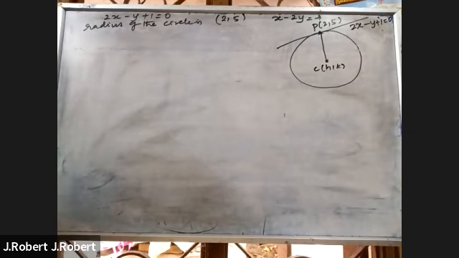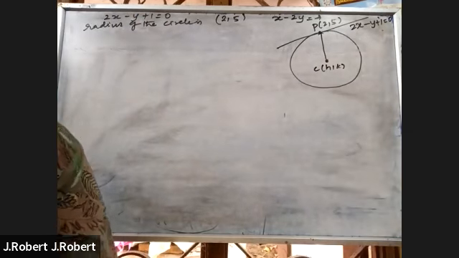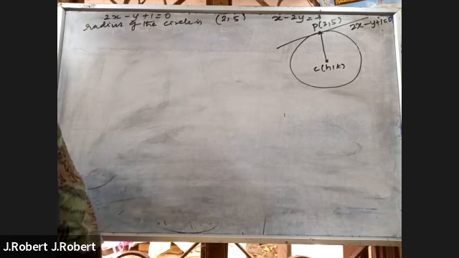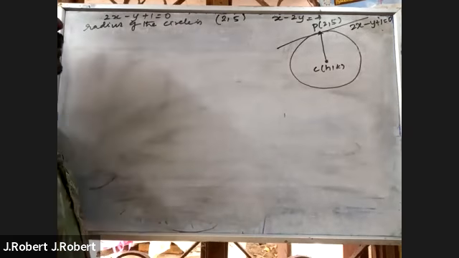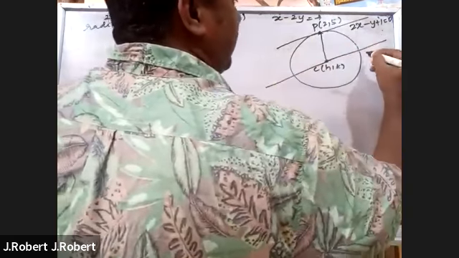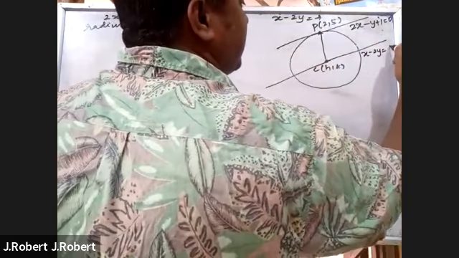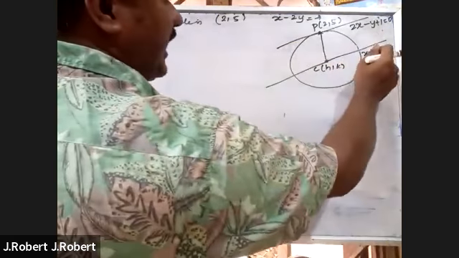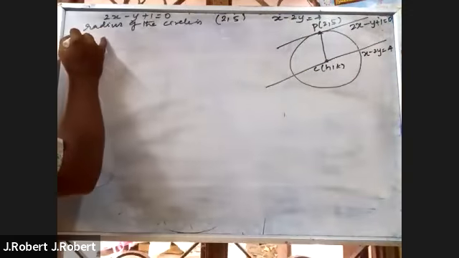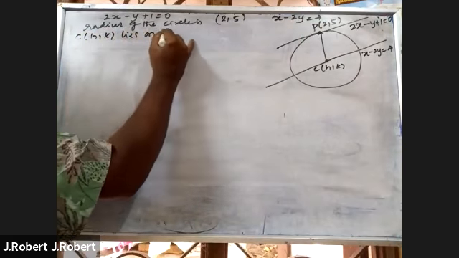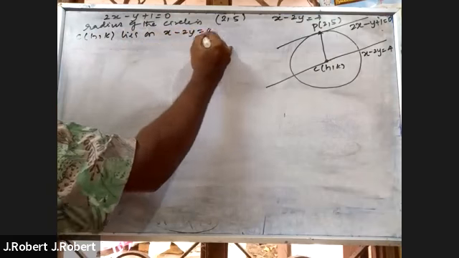Can anyone read the last line? And the center of the circle lies on x minus 2y equal to 4. The center lies on a line, and that line is x minus 2y equals 4. So C of (h, k) lies on the line x minus 2y equal to 4.